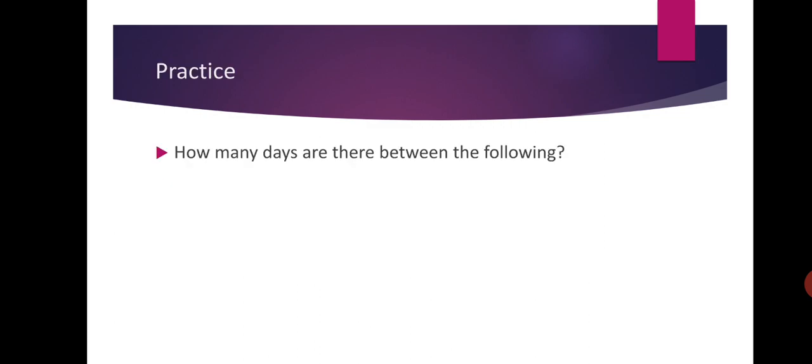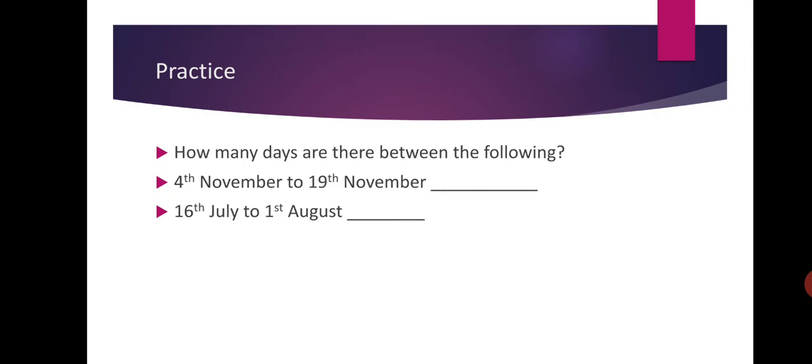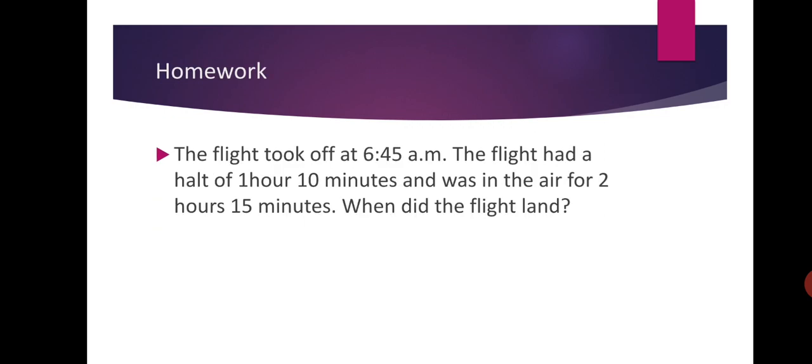Now student, practice. How many days are there between the following? First, 4th November to 19th November. Here you can only do subtraction. And what would be the answer? The answer you get after subtraction is 15 days. Second, 16th July to 1st August, then 16 days. 8th September to 12th October, 34 days.